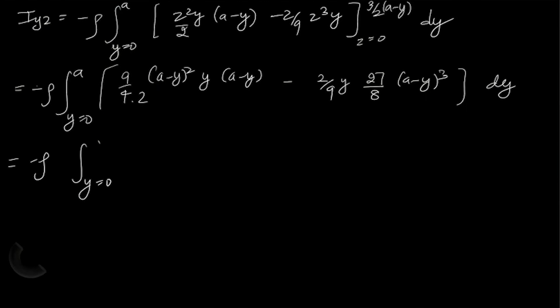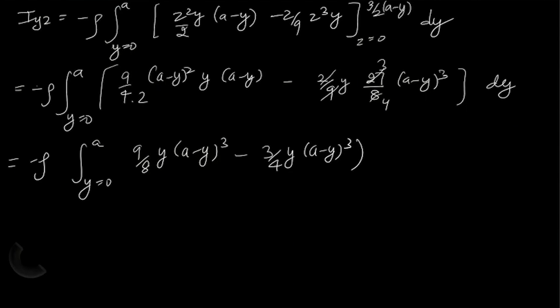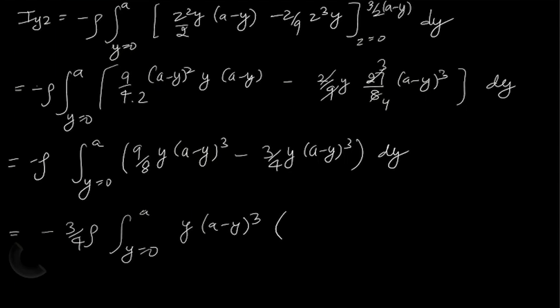So this minus rho y is 9 over 8 y (a minus y) whole cube minus, so we can cancel 9 with 27 and 2 with 8. So we are left with minus 3 over 4 y (a minus y) whole cube, and the bracket close dy. So minus 3 over 4 rho integral 0 to a. So let's take y (a minus y) whole cube common. So we are left with 3 over 2 from the first term and minus 1 from the second term, and then dy.